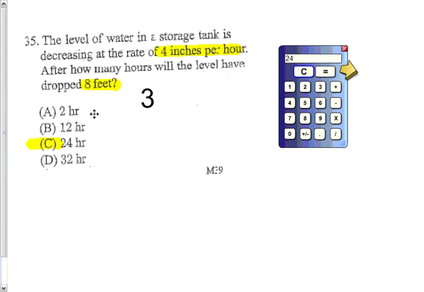So recap that. I took my 4 inches per hour and I said, okay, how many hours is it going to take it to drop 1 foot? So I divided my 12 inches by every 4 inches in an hour, and I came up with 3 hours. I did 3 times 8, and I got 24.